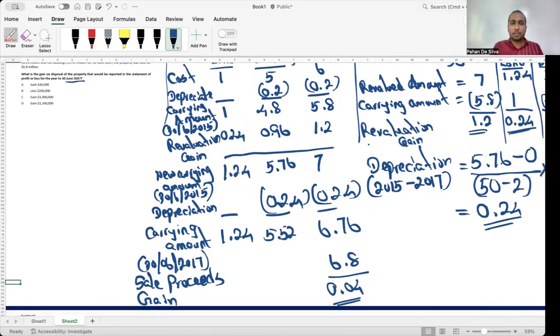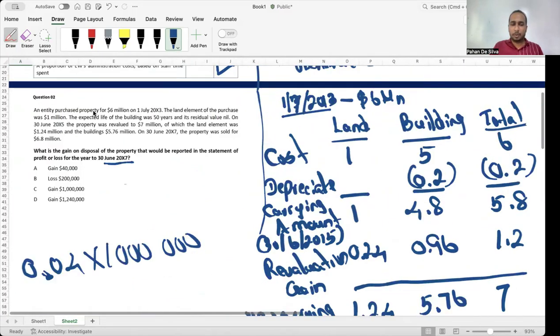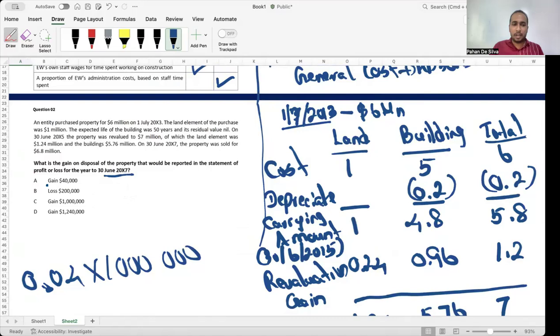So this is how you should work out this question. The answers have been provided in absolute amounts, not millions. So you can convert this 0.04 million into an absolute amount. These are million figures, so you can multiply this by a million. So what will be the amount? 1 million multiplied by 0.04 is 40,000. By disposing this property, we have earned a gain of $40,000. So this should be the correct answer, right?